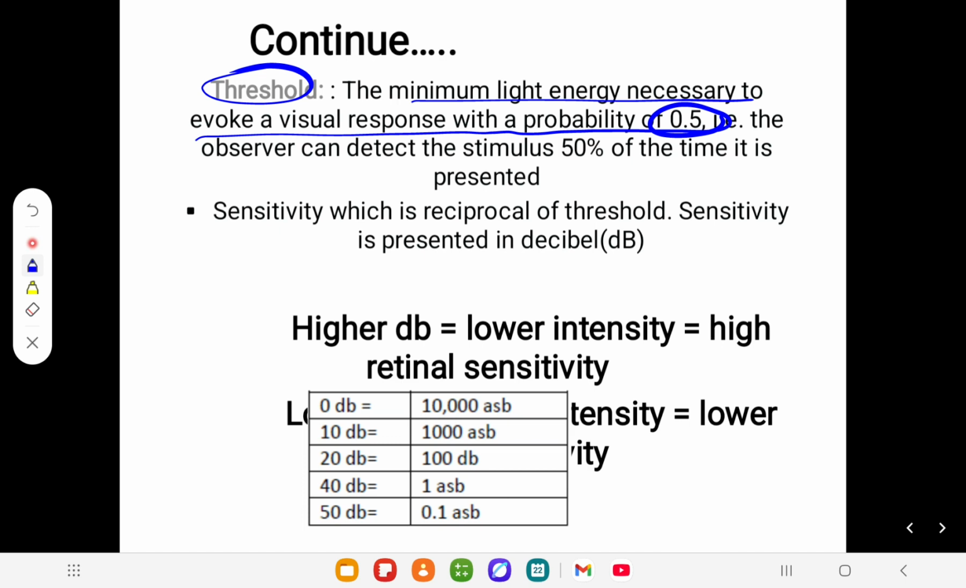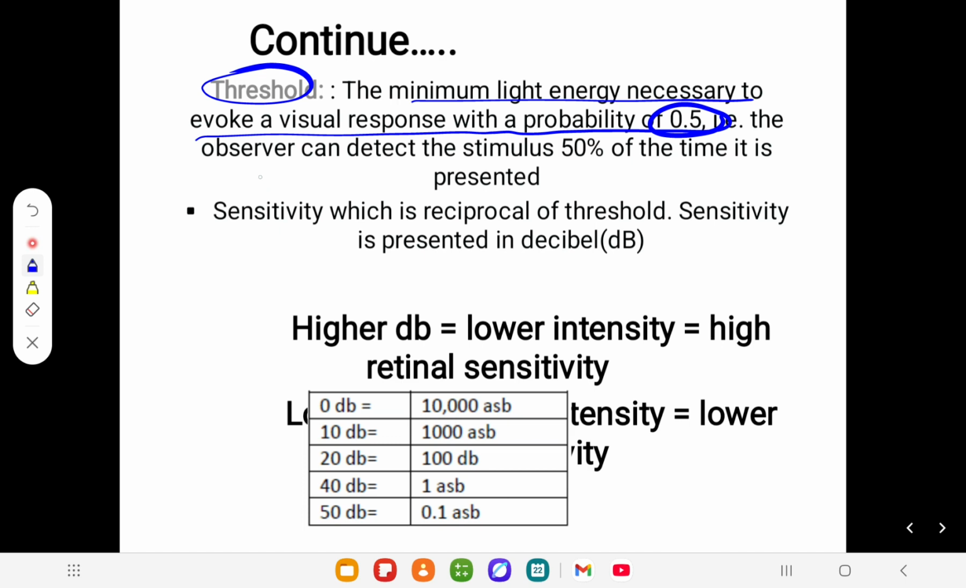See, what's myopia? Myopia means whenever light comes from infinity, it focuses in front of the retina. But you have to add when accommodation is at rest. That's the correct definition of myopia, isn't it? If you don't add when accommodation is at rest, then your definition of myopia will not be as accurate as possible. That's the same thing here. The minimum light energy necessary to evoke the visual response with the probability of 0.5.